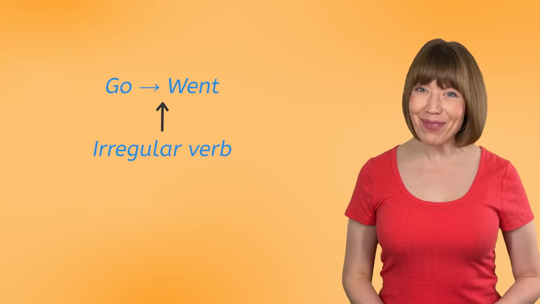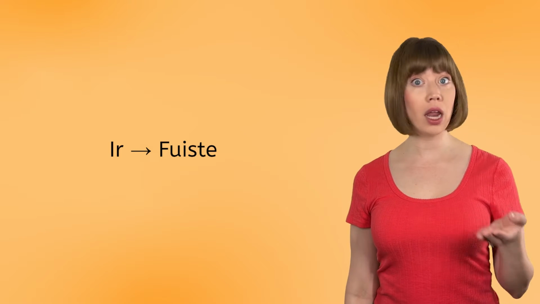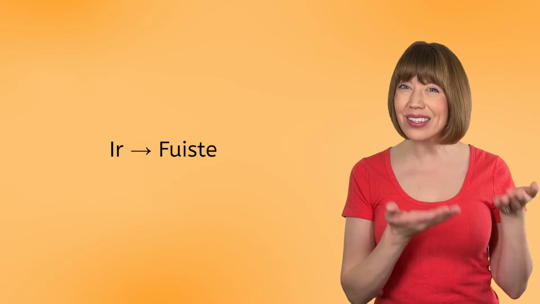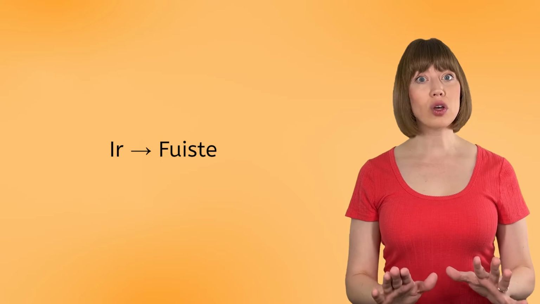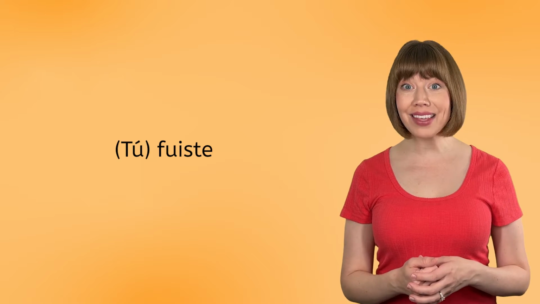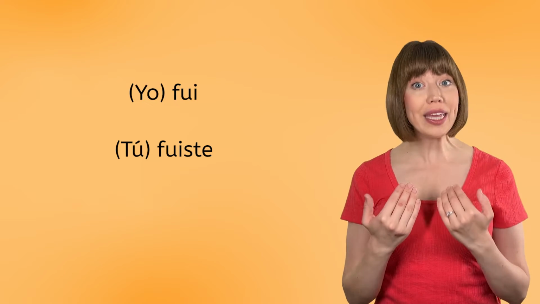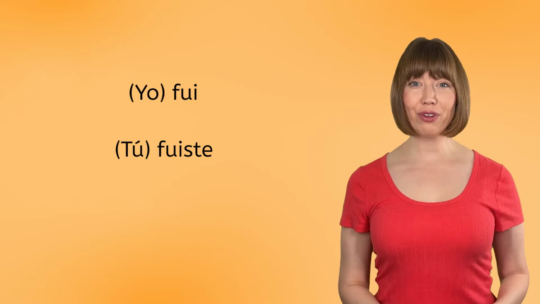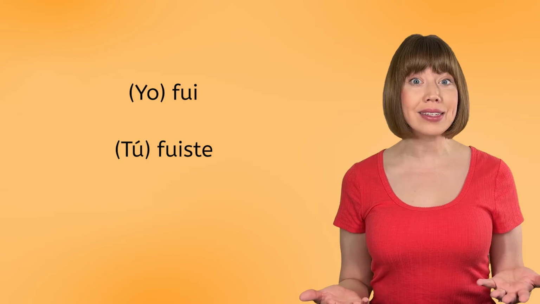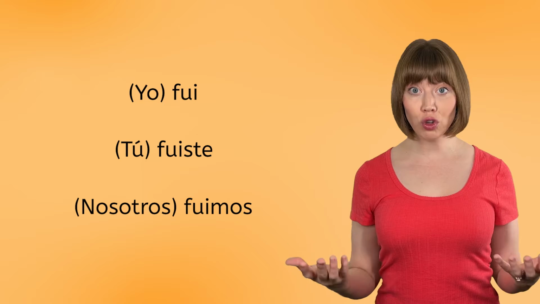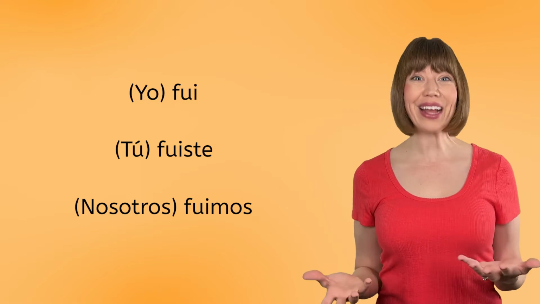Notice how in English, go changes into went, and those 2 words don't look anything alike. Well, those drastic changes make go an irregular verb, and it's exactly the same thing in Spanish. Ir doesn't look anything like fuiste, but it's still the same verb. It's irregular. So I say fuiste because I'm asking you the question. But to answer, you would say yo fui. I went. And if you're talking about you and your family or you and your friends, meaning we, you would say nosotros fuimos. We went.